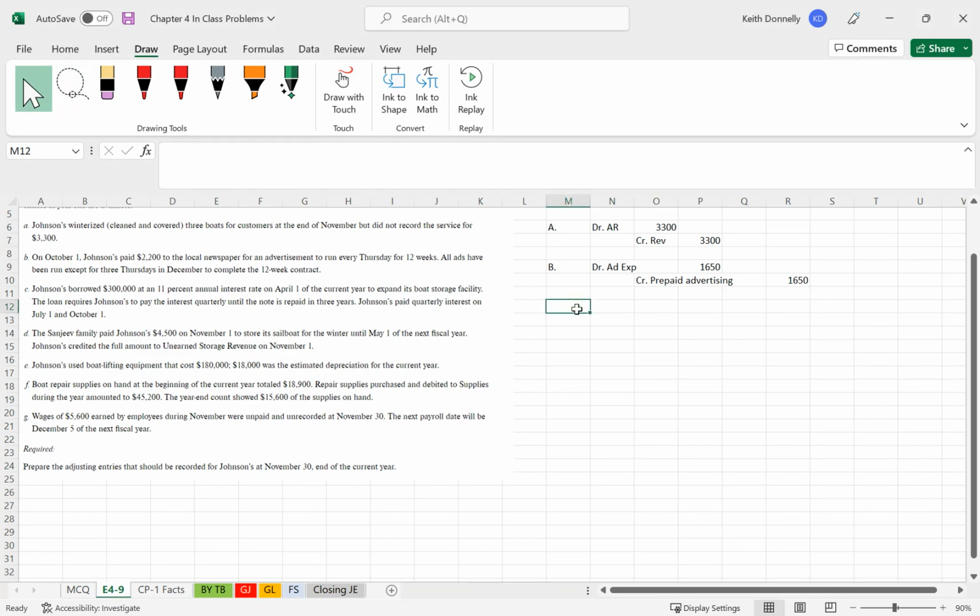All right, let's look at C here. C says it looks like they borrowed $300,000 at an 11% rate on April 1st. So on 4/1, we borrowed the money, and it was $300,000 at 11%. The loan requires them to pay interest quarterly, and quarterly means once every 3 months.